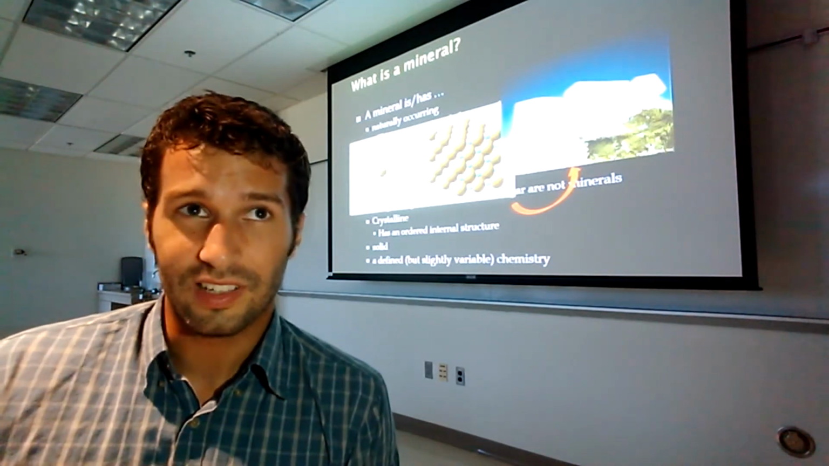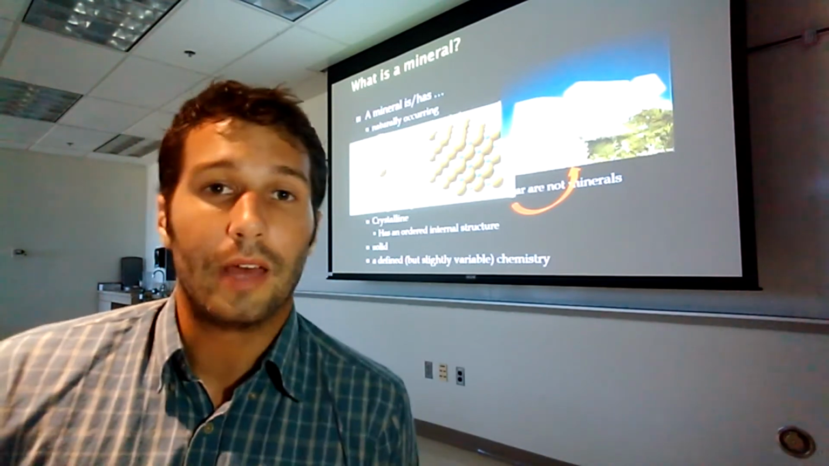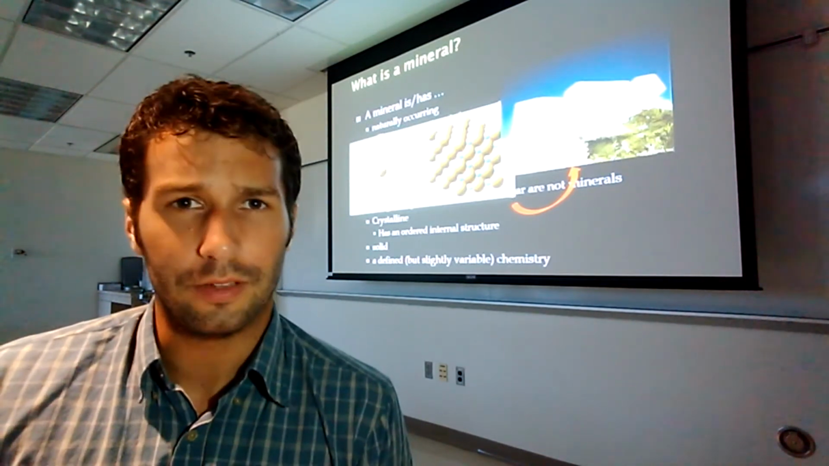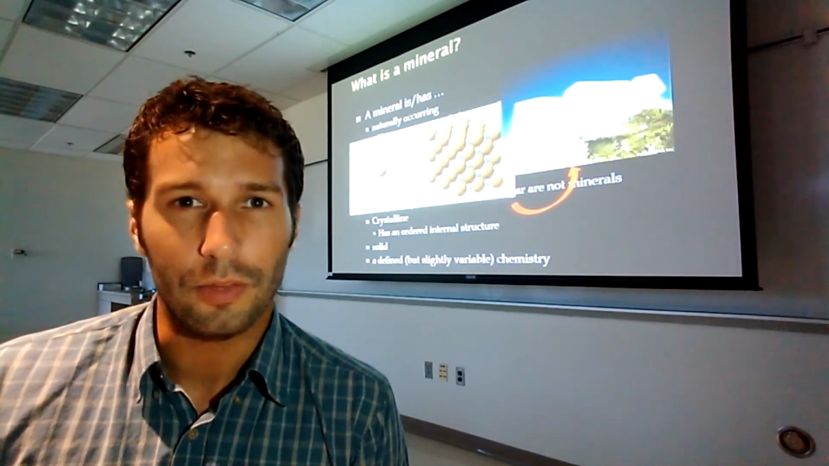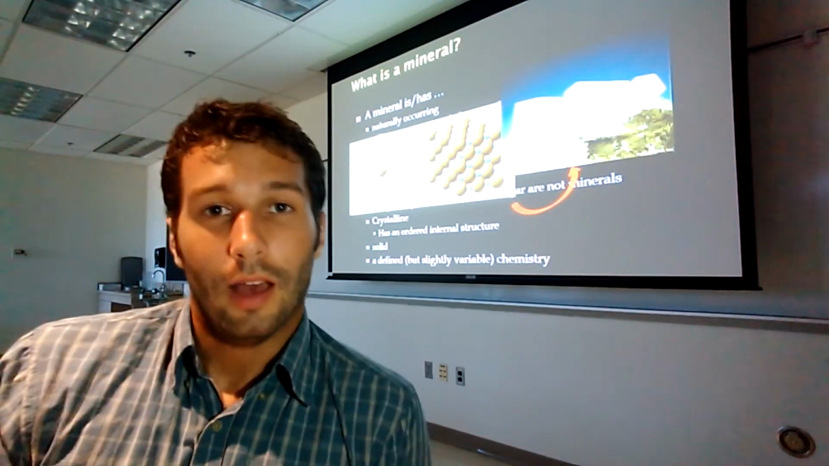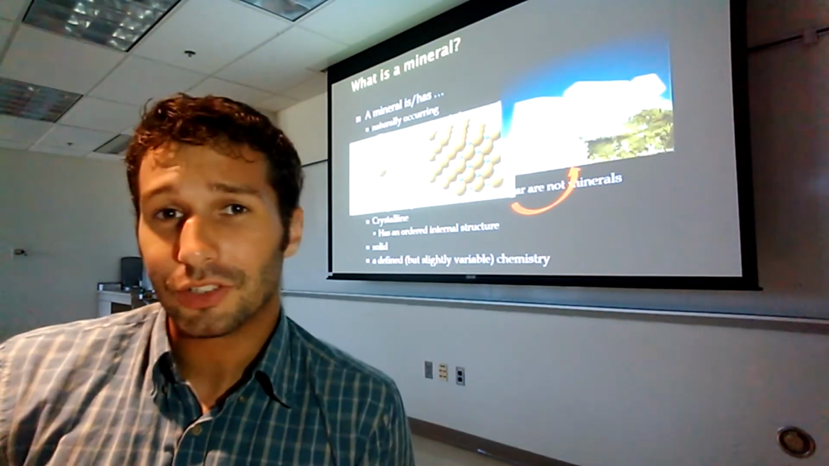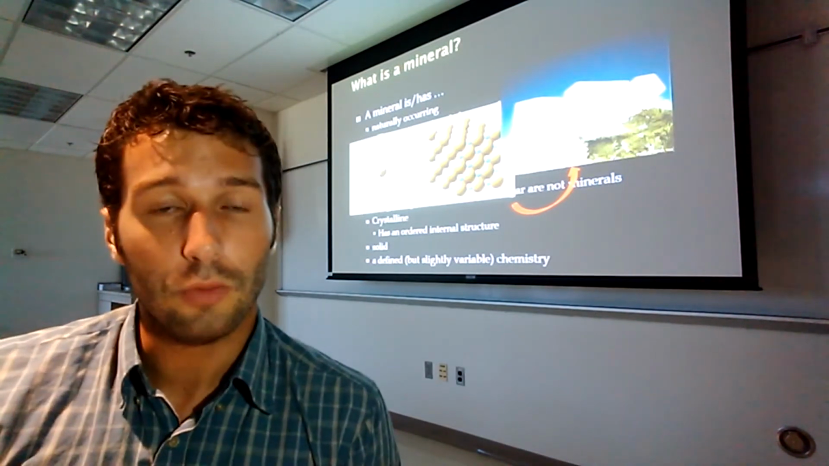Now, there are certain things that may look like minerals that are not minerals. One example of that would be glass. Now, I'm sure many of you have heard that glass is not a solid, right? That it's a very slow-moving liquid. Anybody? Show of hands? Yeah, you in the back. So it's not actually a slow-moving liquid. Glass is actually solid, but it's what we call an amorphous solid.